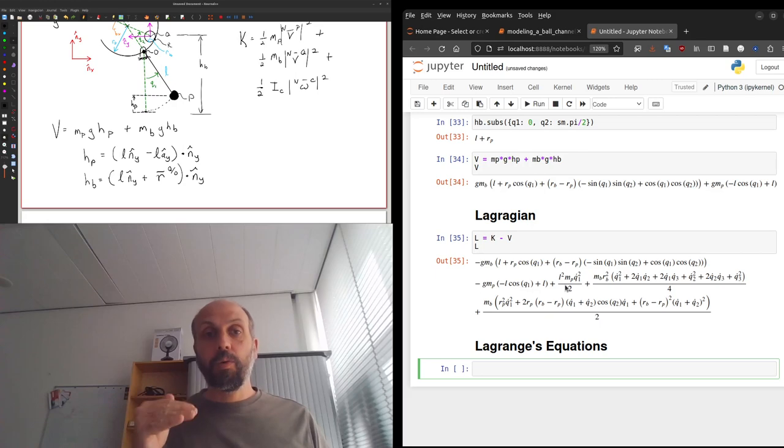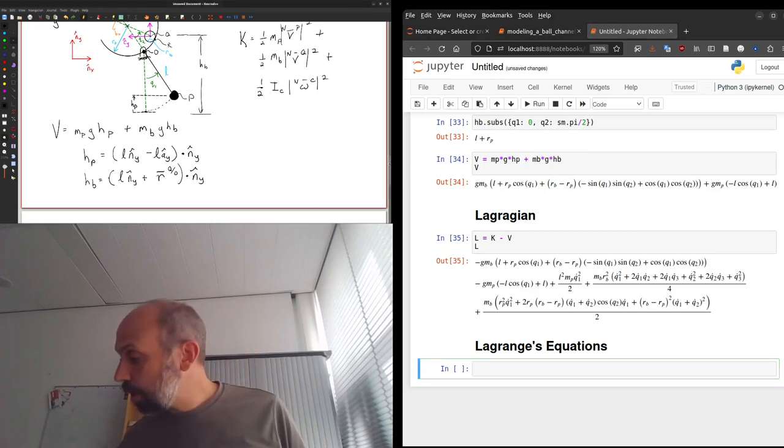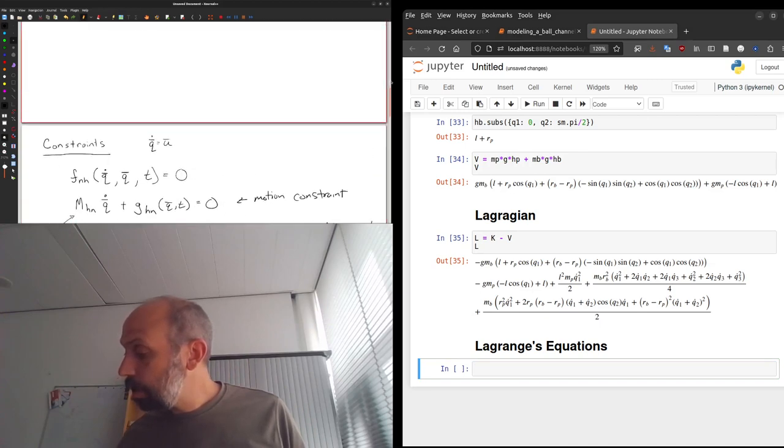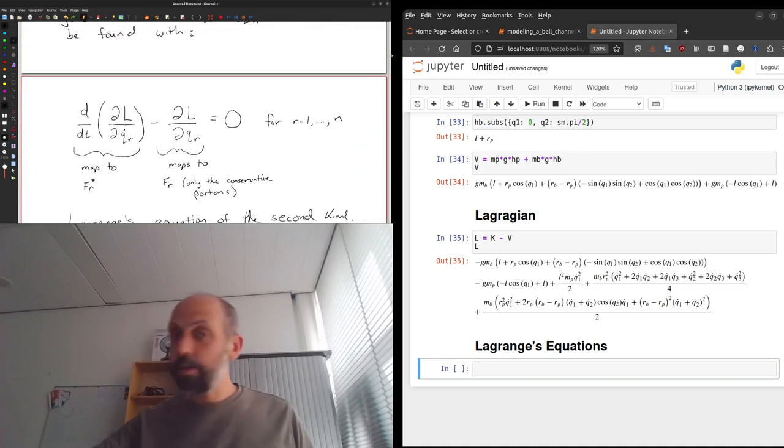So for each coordinate, we formulate a Lagrange equation. I'm going to do these manually. In the book, you're going to find some quick ways to do these using a Jacobian and matrix algebra. But I'll just do each equation separately. We'll put them together, and we should have our equations of motion at that point.